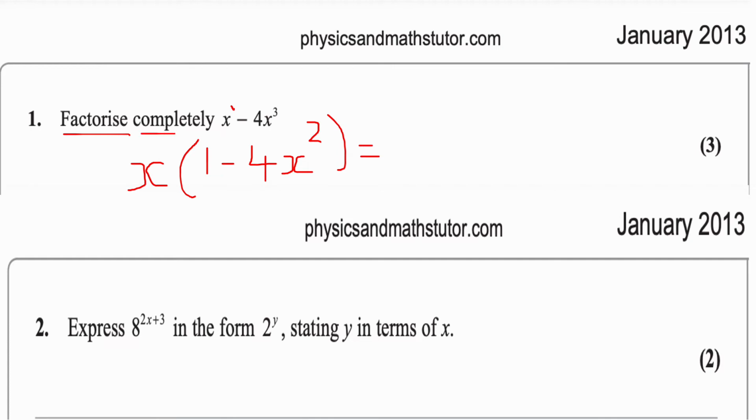Now note here, it says factorize completely. This is actually the difference of 2 squares, so I can factorize this into a double bracket. So I'm going to have x, and then a double bracket here. It's sneaky, because it's testing your knowledge of factorizing quadratics involving the difference of 2 squares. It's 1 plus 2x, and then 1 minus 2x.